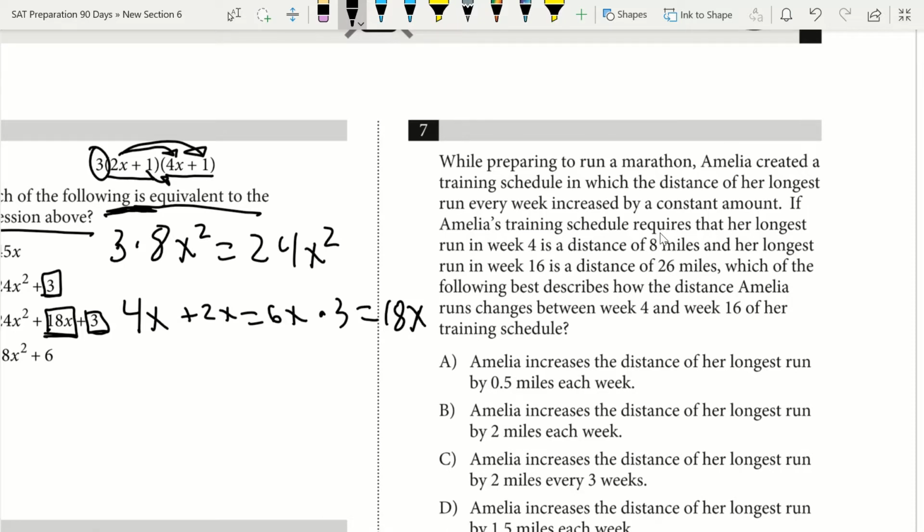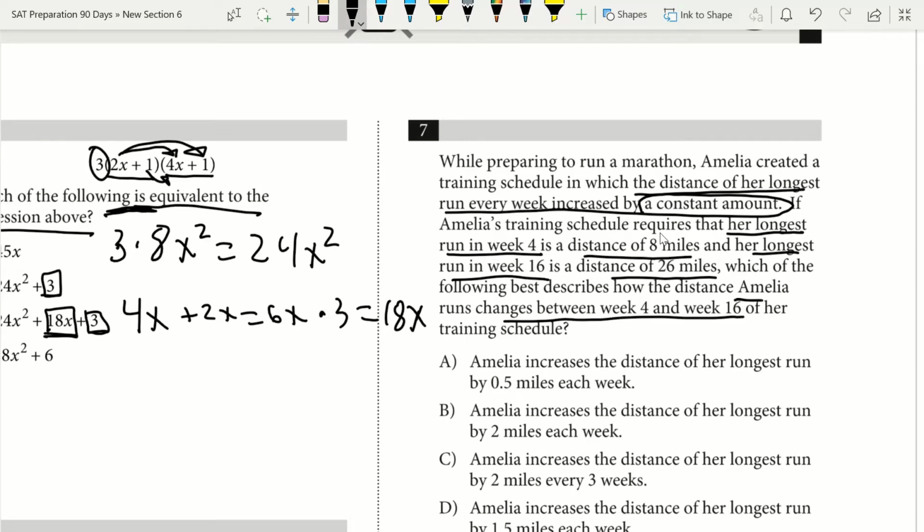So while preparing to run a marathon, Amelia created a training plan in which the distance of her longest run every week increased by a constant amount. Right, so that's a fixed amount that it's increasing by. If her training schedule requires that her longest run in week 4 is a distance of 8 miles, and her longest run in week 16 is a distance of 26 miles, which of the following best describes how the distance Amelia runs changes between week 4 and week 16 of her training schedule?